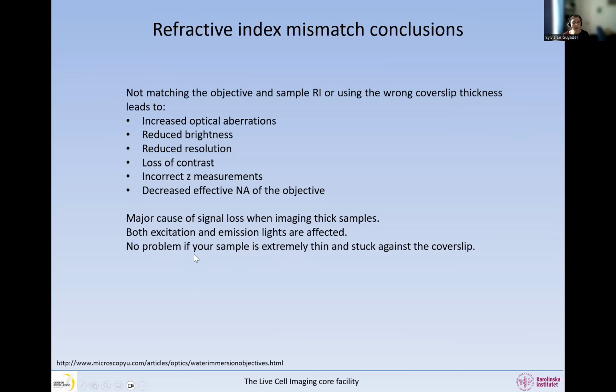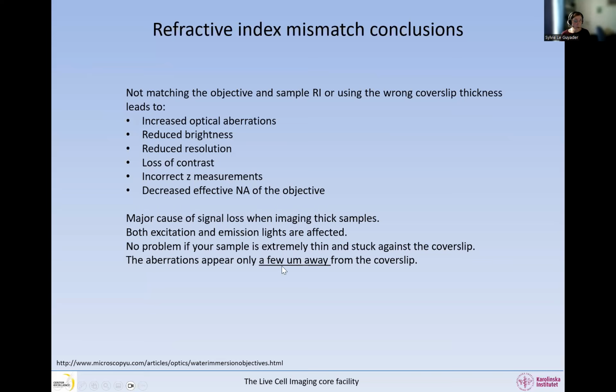However, if the sample is extremely thin and stuck against the cover slip, it doesn't matter. So there you can get away with murder and use any objective and not match the refraction media. Doesn't matter, but this is only in the case of a sample stuck against the cover slip, and only the part that is stuck against the cover slip.